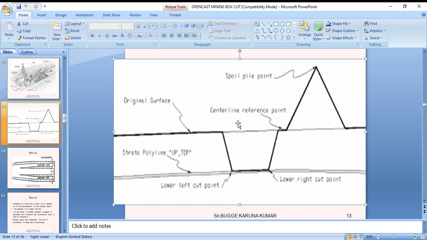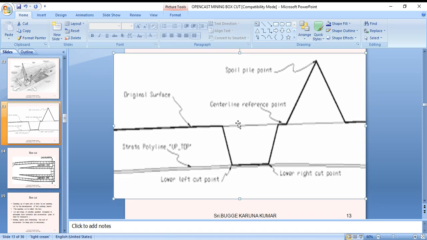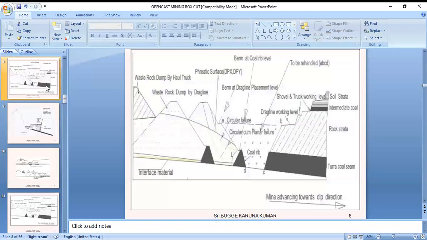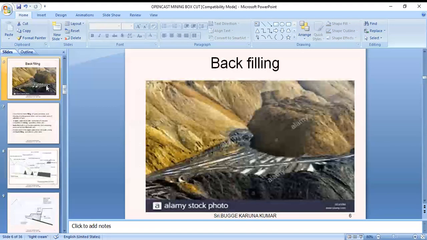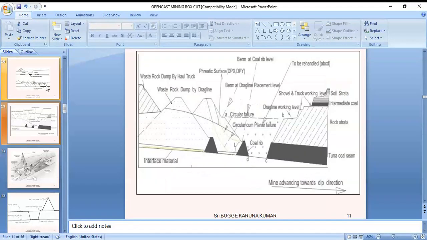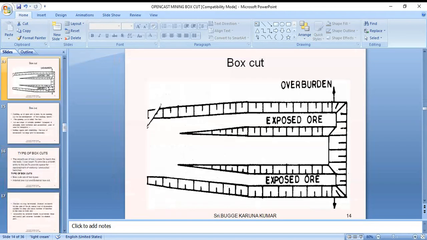Now, can you understand what the backfilling activity is? So this is nothing but rehandling of the waste material from one place to the other place so as not to disturb our neighbor. It's called the backfilling. Coming to the major topic, box cut.